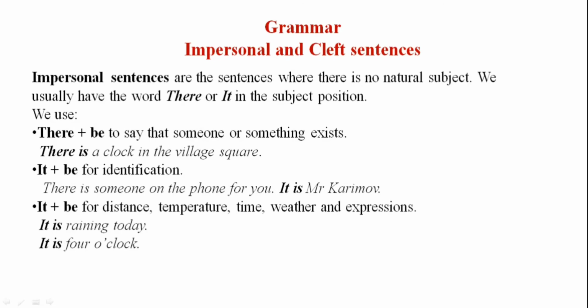We use it plus be for identification. For example, there is someone on the phone for you. It's Mr. Karimov. We use it plus be for distance, temperature, time, weather, and the expressions. It's raining today. It's 4 o'clock.